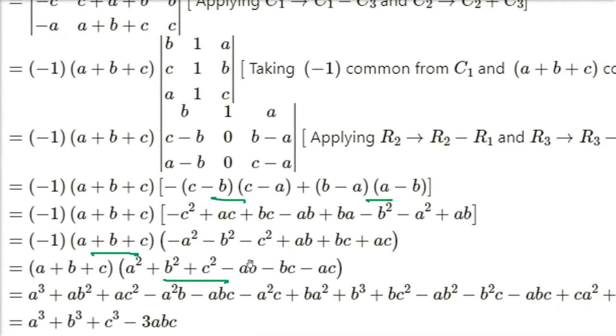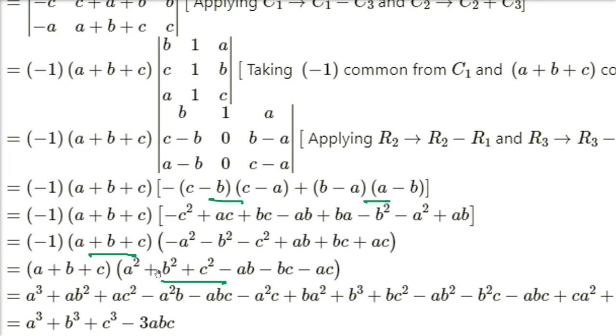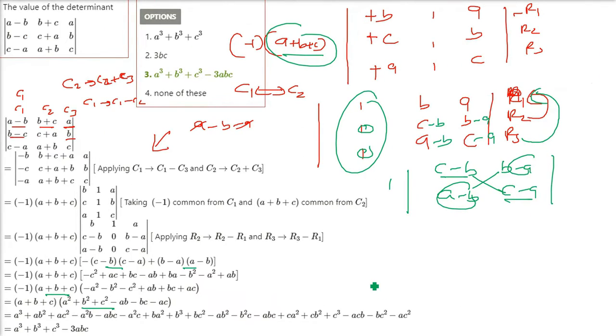Means, I am saying a plus b plus c was already outside. We have multiplied c minus b, c minus a. Then we subtracted the multiplication of b minus a and a minus b. Then whatever is coming, we have to multiply again. So when we multiply again, there will be various cancellations. So you will get only 3abc. This is 3abc. And a cube, b cube and c cube only will remain. Others all will be 0.